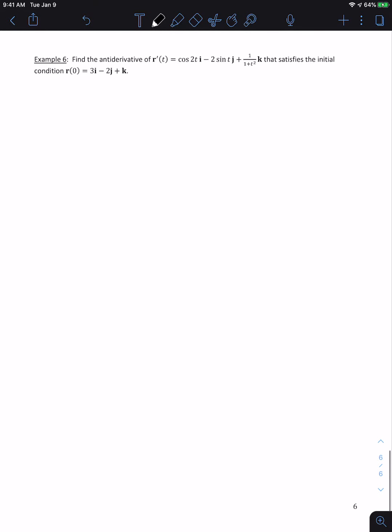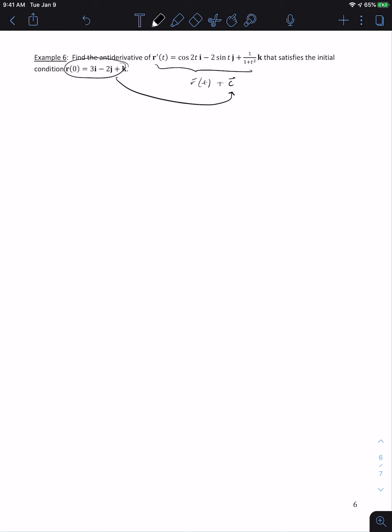Okay, so how about an initial value problem? So let's find the antiderivative of r prime of t that satisfies the initial condition r of 0 equals that. We did similar problems like this probably in Calc 1. So basically the idea is we take the antiderivative of this to get a function r of t plus some constant, and then we use this initial condition to find that c.